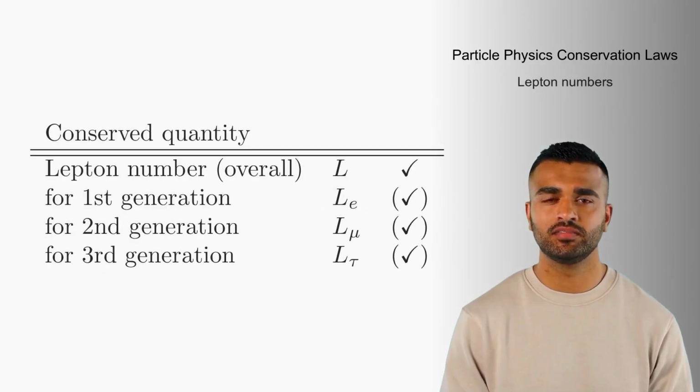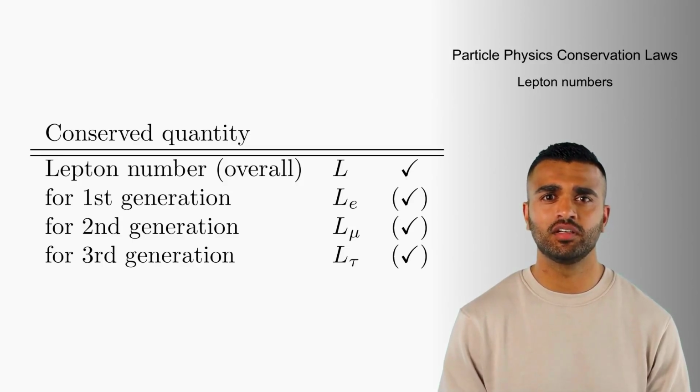Now, lepton numbers. In addition to an overall lepton number L, we track for each lepton generation a separate number, so-called lepton flavor numbers. Flavor refers here to the 3 generations of leptons: Le for electrons and electron neutrinos, L mu for muons and muon neutrinos, and L tau for taus and tau neutrinos.